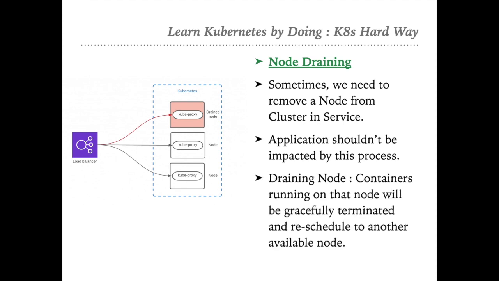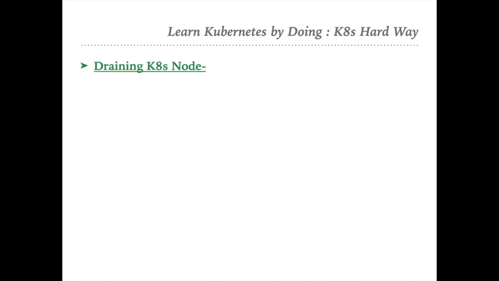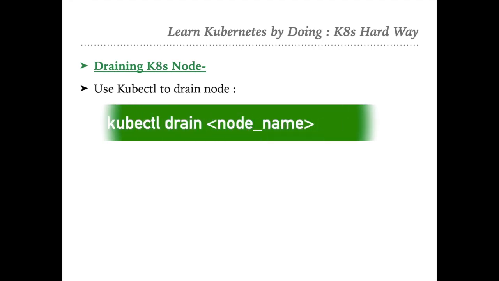So draining a node in Kubernetes is a process, and whenever we are draining a node from Kubernetes, we need to make sure that the containers which are running on that particular node will be gracefully terminated, and they will be rescheduled on the other available worker nodes. That is called draining or node draining in Kubernetes. There is a standard process to drain a node in Kubernetes. You can use the kubectl utility to drain a node, and there is a simple command, kubectl drain.